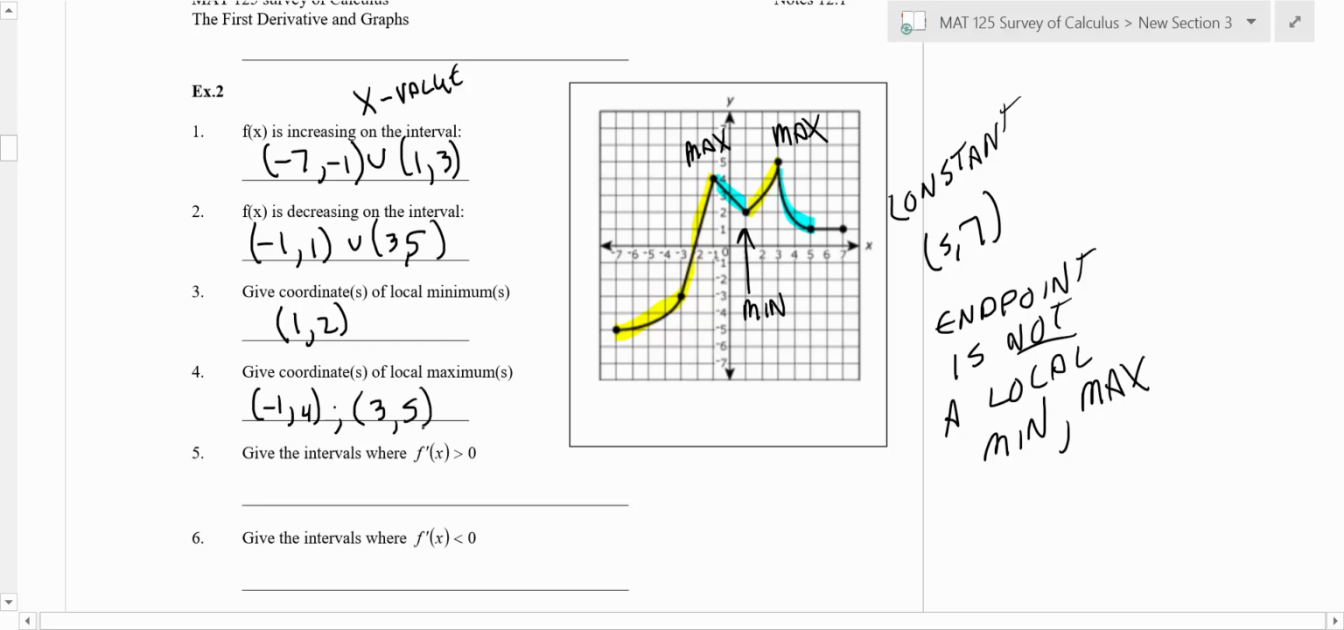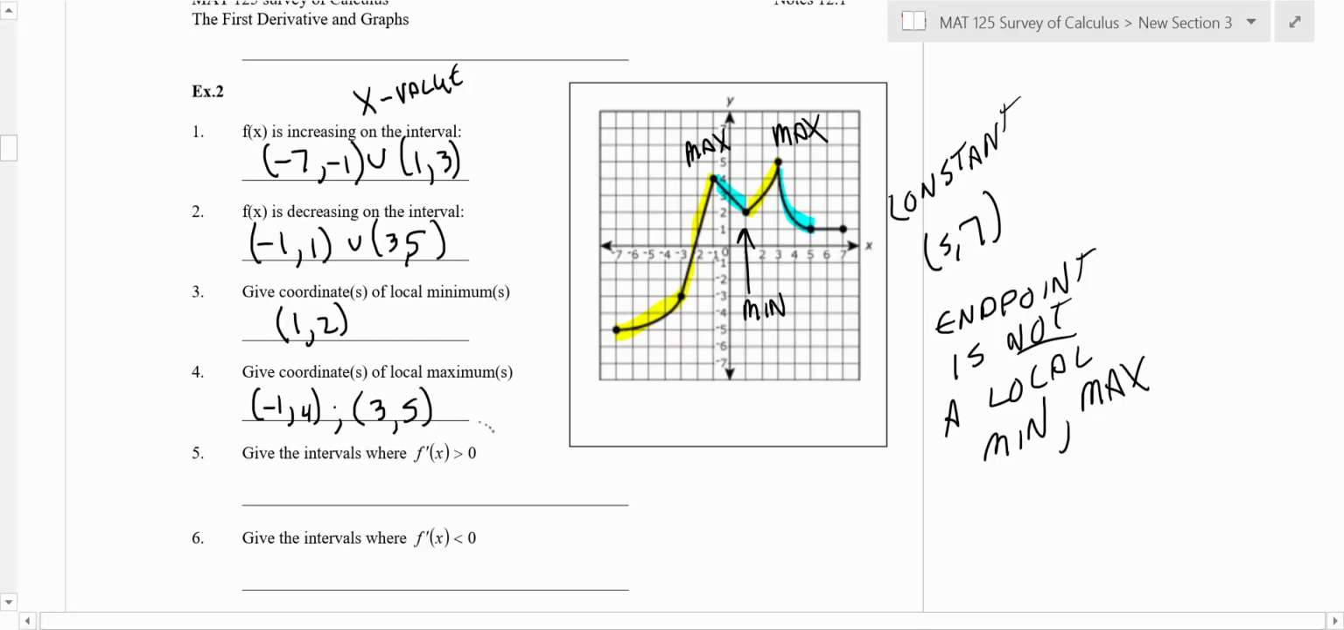Okay, like that. So on increasing and decreasing, you're only listing the x values, yes. And then the coordinates of the minimums and maximums, you're given a point. That's not an interval. So if I want a coordinate, that's not an interval. Okay, what does number 5 mean?